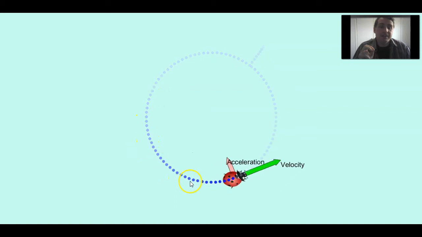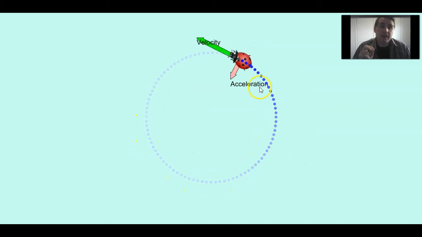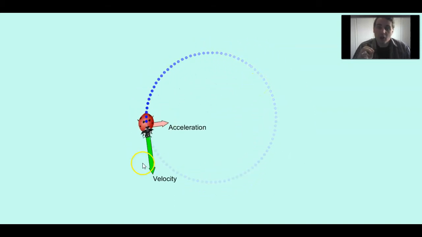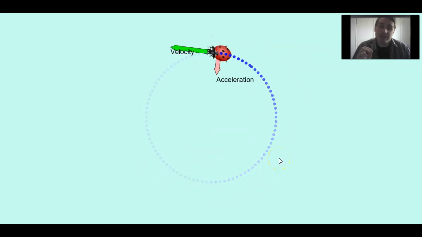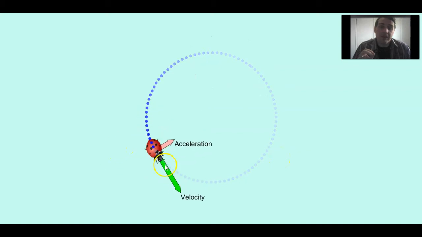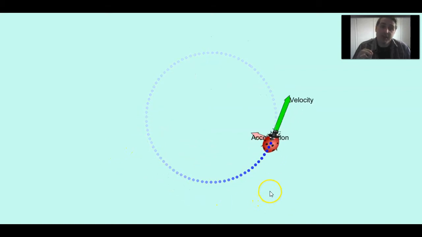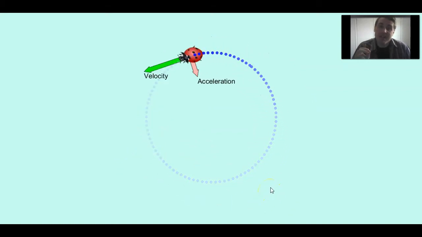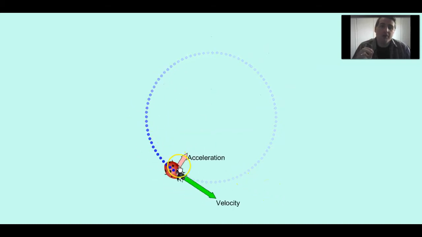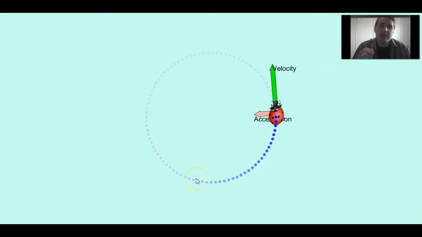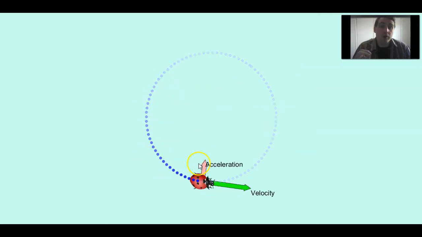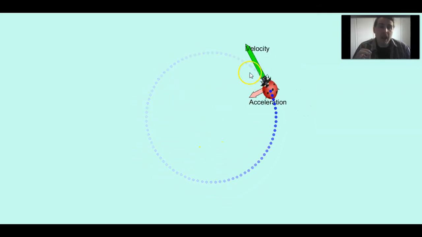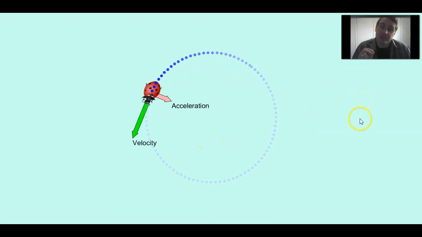The spacing distance between the dots is uniform. Notice the length of her velocity vector stays the same. The length is reflective of her speed. Notice that her speed is constant. But notice her acceleration is not a constant. In fact, it's always changing direction. And notice even her velocity vector is not a constant.